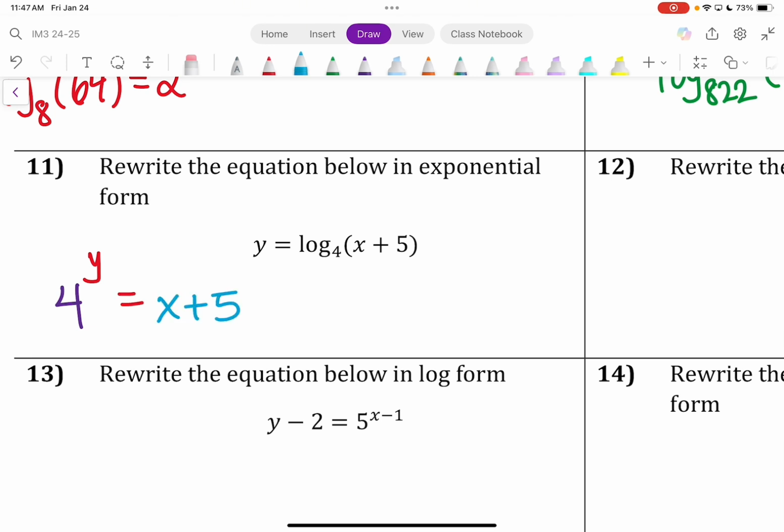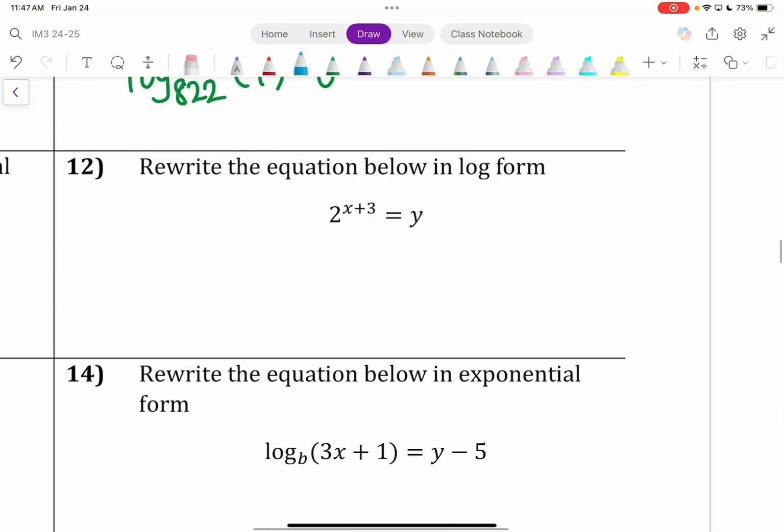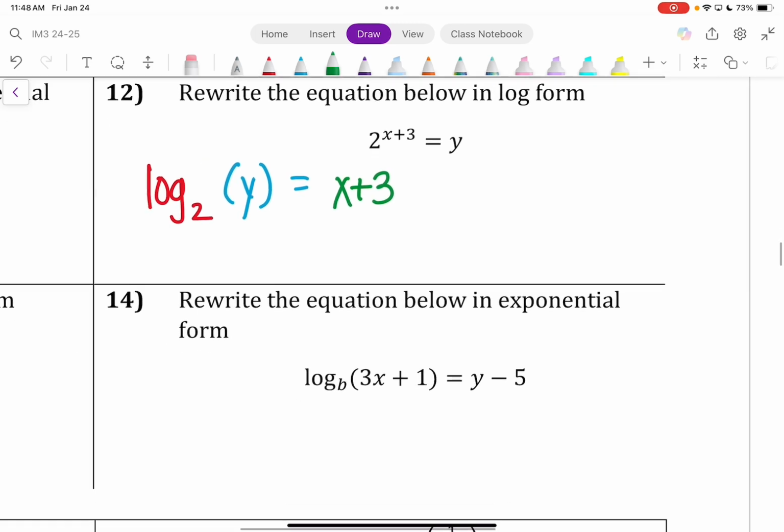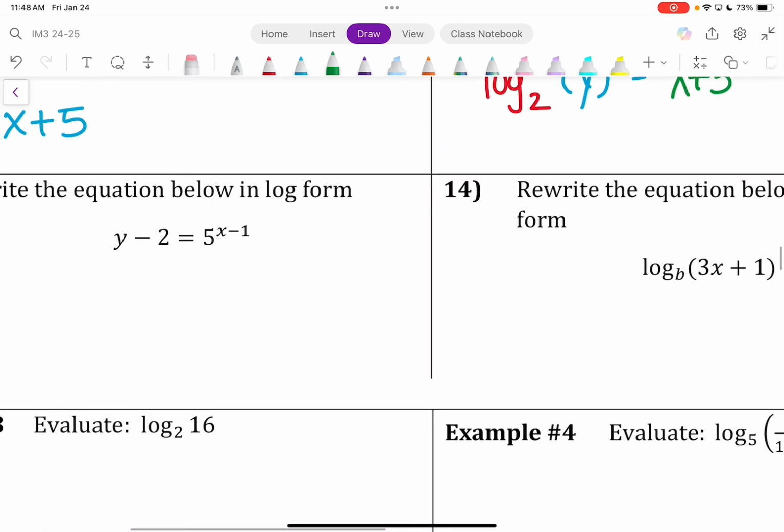All right. Next example. 2 to the x plus 3 power equals y. What is the base? Leilani, what is the base for number 12? 2. So this is log base 2 of what? What is the answer? Adrian, what is the answer here? X plus 3 is the exponent. Looking for the answer. Y. Log base 2 of y is equal to x plus 3.